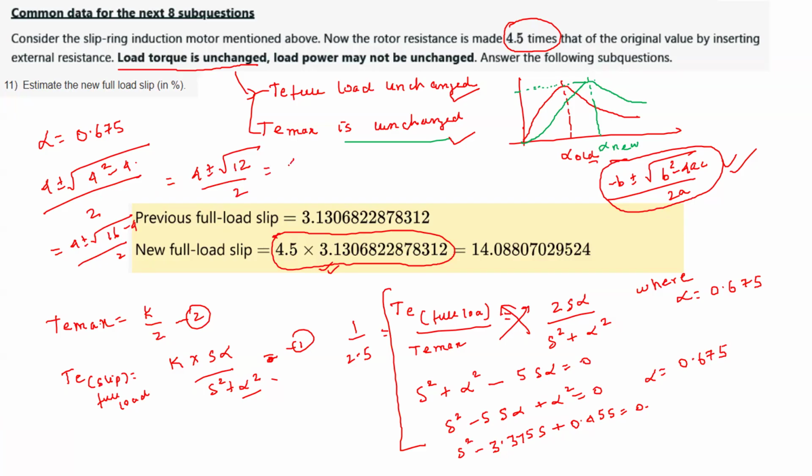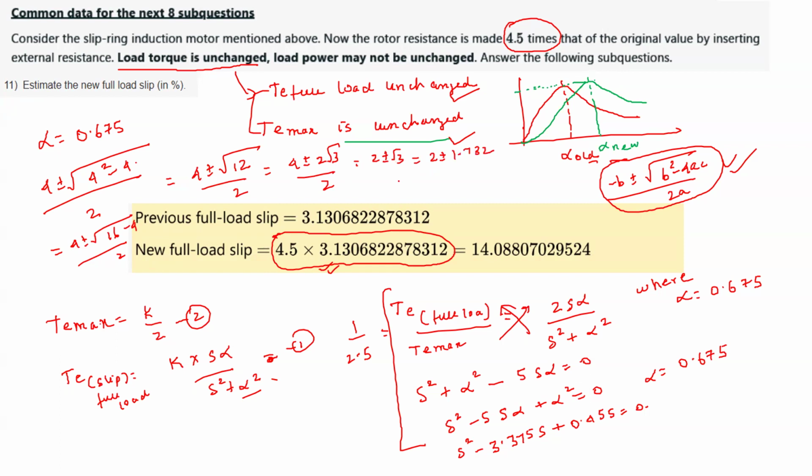So what I'll do is 4 plus or minus, I will write it like this. So this is 4 into 3. So I'll take out 4, so it will become 2 root 3. This is 2, so this is basically 2 plus or minus root 3. So this is 2 plus or minus 1.732.